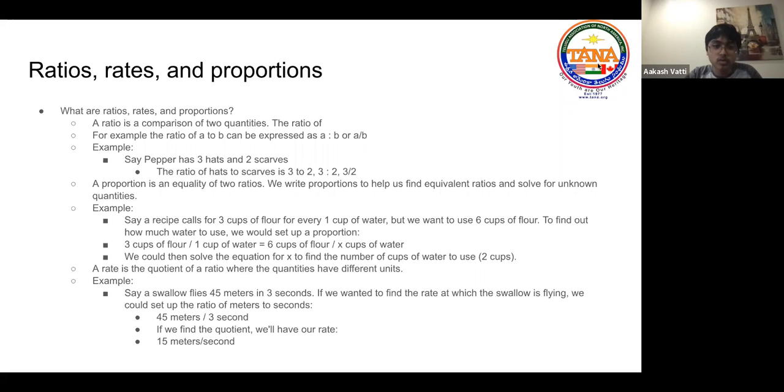A rate is a quotient of a ratio where the quantities have different units. So for example, a swallow, which is a bird, flies 45 meters in 3 seconds. If we wanted to find the rate at which the swallow is flying, we could set up the ratio of meters to seconds. So you have 45 meters for every 3 seconds. And if you find the quotient, which is basically what you get after doing the division, you get 15 meters per second.